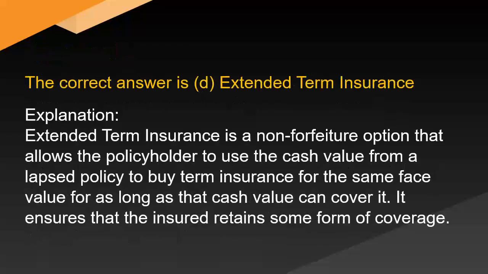The correct answer is D. Extended term insurance explanation. Extended term insurance is a non-forfeiture option that allows the policyholder to use the cash value from a lapsed policy to buy term insurance for the same face value for as long as that cash value can cover it. It ensures that the insured retains some form of coverage.